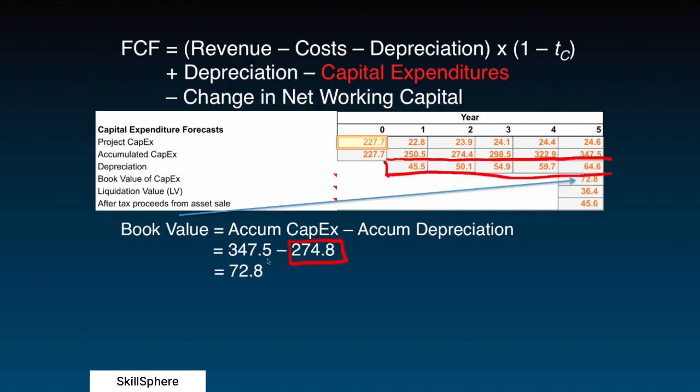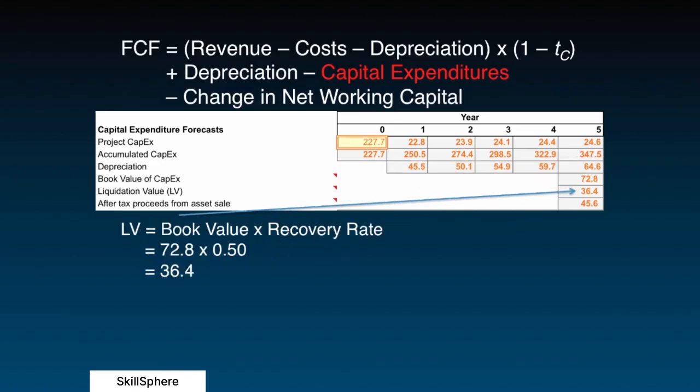The difference between the accumulated CapEx and the accumulated depreciation is the book value of the assets, or $72.8 million. Now, I'm going to assume that I can't sell that on a dollar-for-dollar basis. Rather, I'm going to have to sell it at a discount, 50 cents on the dollar. And so the liquidation value, the money I can actually get for it, which is different from the book value, is assumed to be $36.4 million.